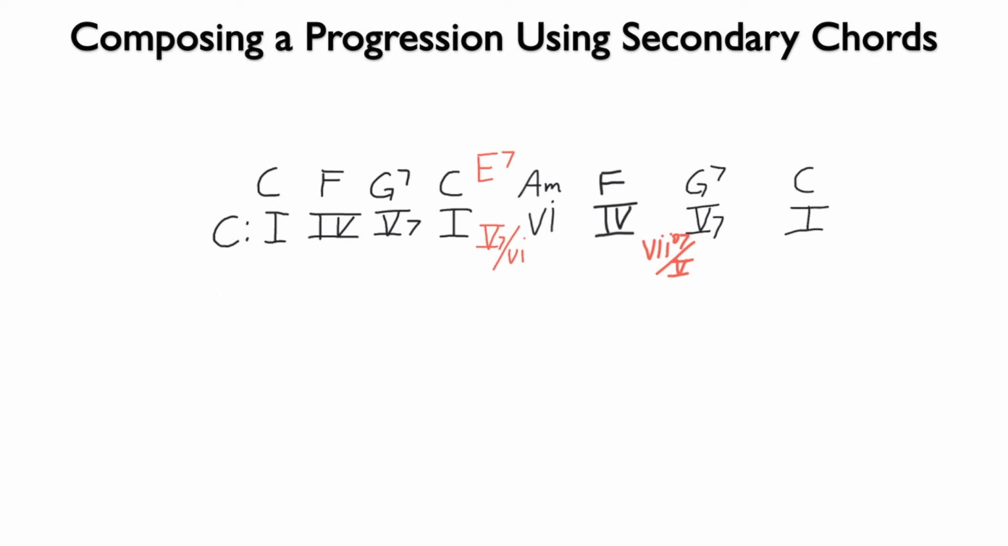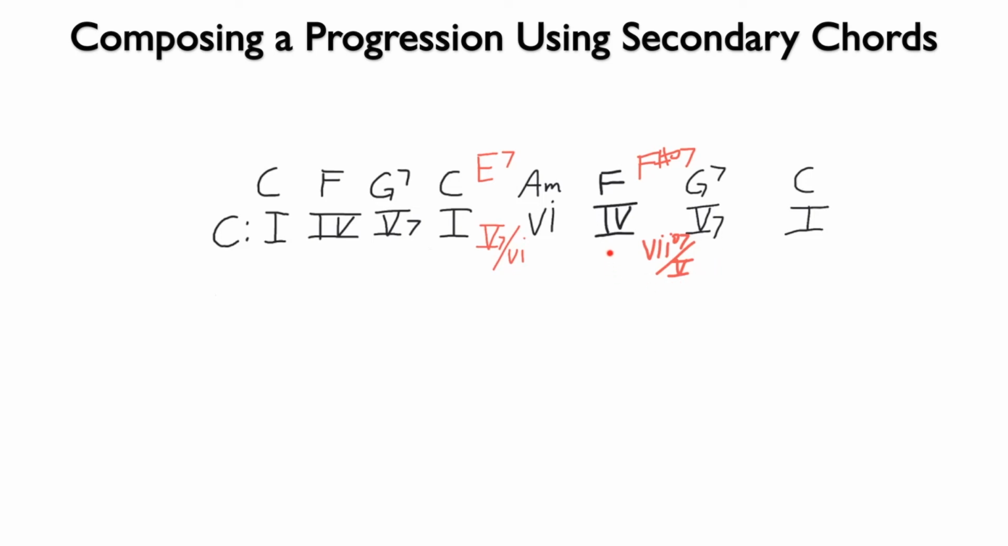Since the 5 chord is G7, the leading tone to G7 is F sharp. So this is F sharp fully diminished 7th. As a side note, it is common to have secondary leading tone chords fill in between 2 diatonic chords that are a whole step apart.